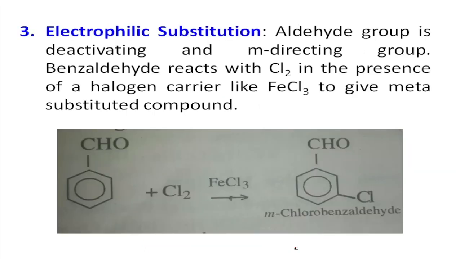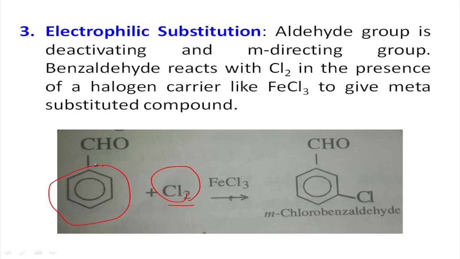Number 3, electrophilic substitution. The aldehyde group is deactivating and meta-directing. Benzaldehyde reacts with chlorine in the presence of a halogen carrier like FeCl3 to give a meta-substituted compound. So the aldehyde group is meta-directing. In an electrophilic substitution reaction on the benzene ring, any incoming group will go first to the meta position.